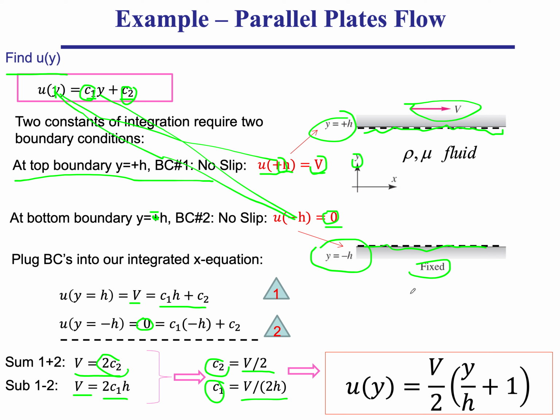Great, so that checks. Let me plug in y equal to plus h, and I get u at h gives me V over 2 times h over h, which is 1, plus 1 is 2, the 2 goes with the 2, so I get V, which is the velocity of the top wall. So that also checks. So it looks like my solution actually satisfies the boundary conditions. So it doesn't seem that I have made any obvious mistake along the way in finding my solution.